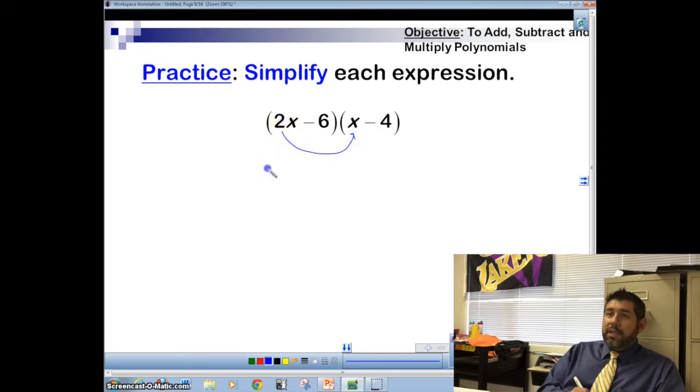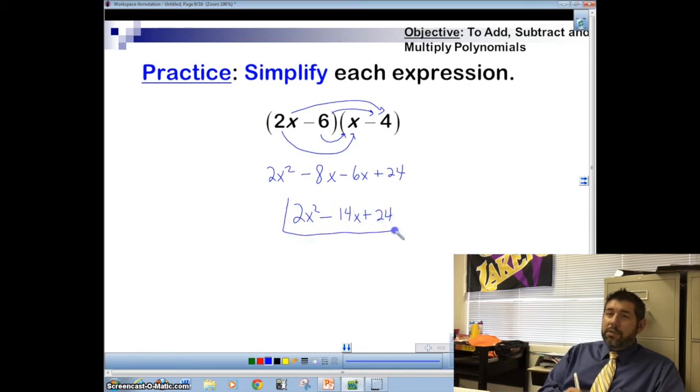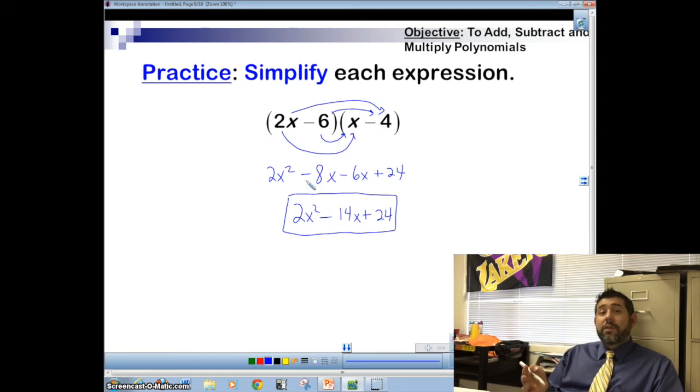2x times x, 2x squared. 2x times negative 4 is negative 8x. Negative 6 times x, negative 6x. Negative 6 times negative 4, positive 24. 2x squared minus 14x plus 24 is your answer. I'm telling you guys, that's all there is to it.